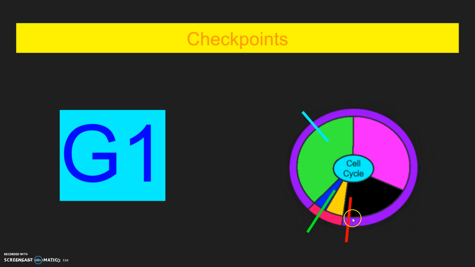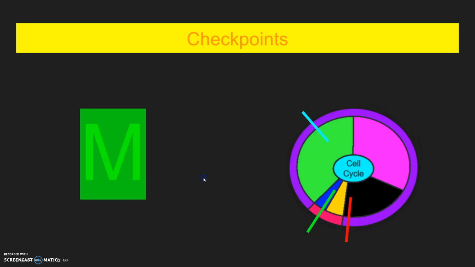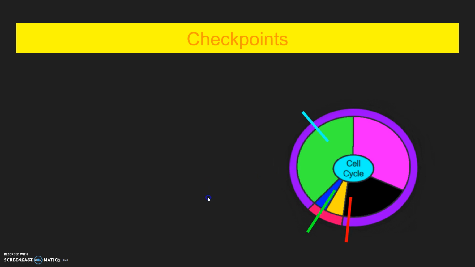But this G2 checkpoint, if it goes through it, it will make it to the M checkpoint. And if it goes through that, it will divide into two cells, and those two cells will often further divide into two more cells, and the process continues, or they'll often just turn into a body cell and not divide anymore. So G1, this teal color here, G2, red color here, and M, and from there it will complete the cell cycle.